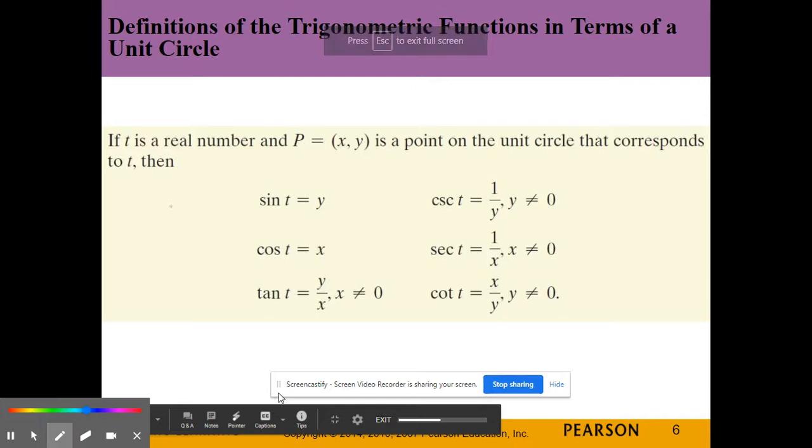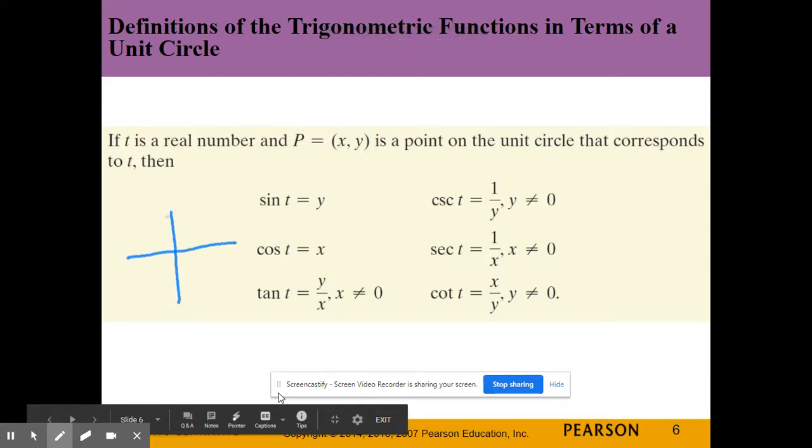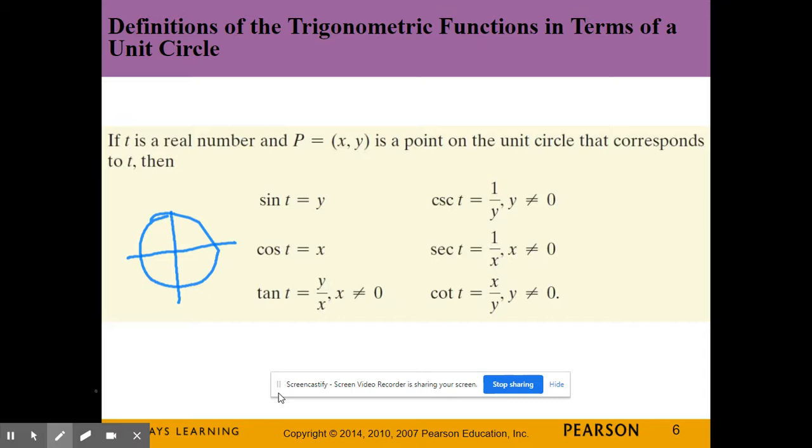Okay, so you got your unit circle, right? Bad drawing, but you get the idea. So let's say you have a point here. That point has an ordered pair, right? Well, that's what these things are going to be. So if this is point T, for instance, or if this is angle T, same idea. Whatever is the y value is the sine. Whatever is the x value is the cosine.